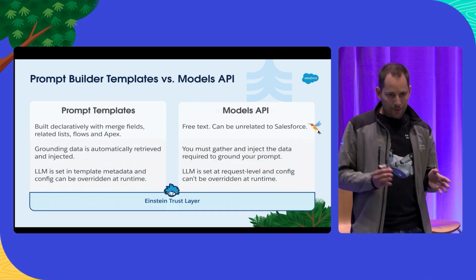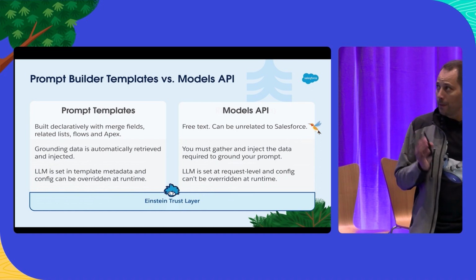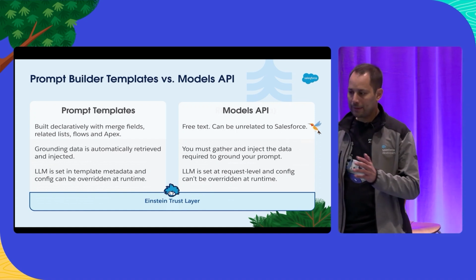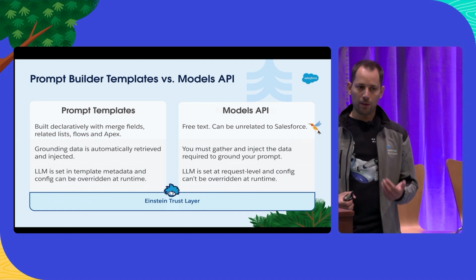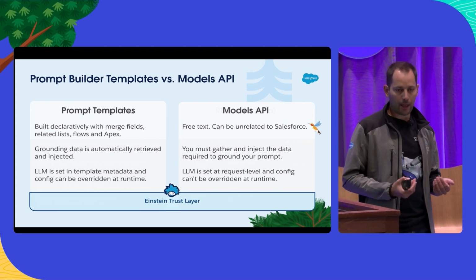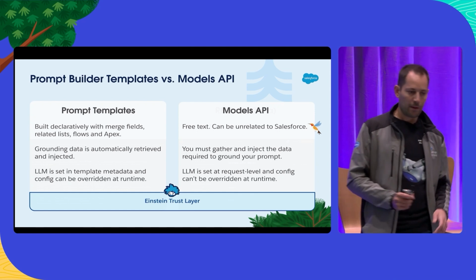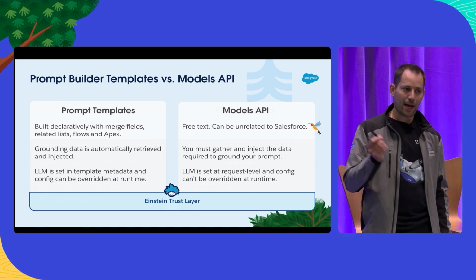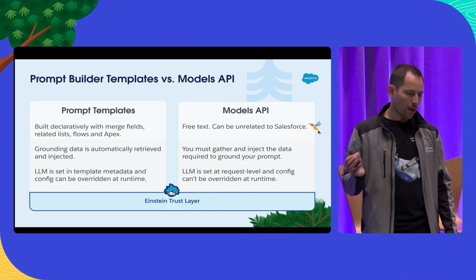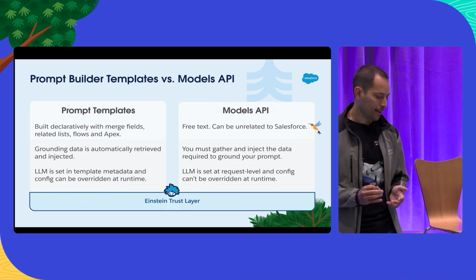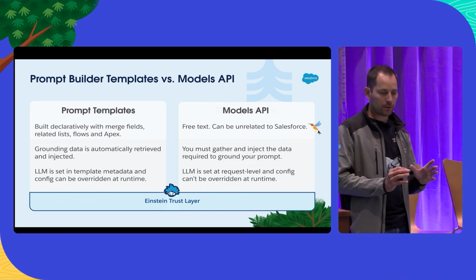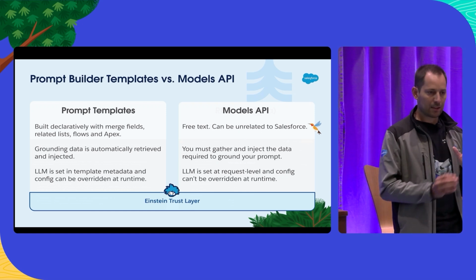Now, I want to call out some differences between prompt builder, or calling prompt templates, and the Models API, because they really look alike. In the end, you're going to be entering prompts, but they don't really behave exactly the same way. They both go through the Einstein trust layer, but they have different purposes. Prompt templates rely on metadata. So they rely on some text, but it's combined with merge fields.